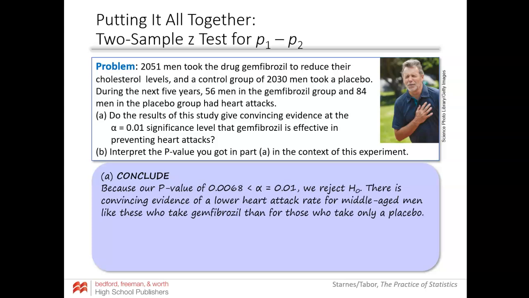I think it's great. So what's our result? We got a p-value of 0.0068, which is less than the significance level of 0.01. So we have evidence to reject the null hypothesis. There's convincing evidence of a lower heart attack rate for middle-aged men like these who take gemfibrozil than those who take only a placebo. And that's it. And that kind of ties back to our experiment language. This can only be applied to men who are just like these guys that were involved in the experiment group. You can't apply this to how gemfibrozil affects women or younger men.